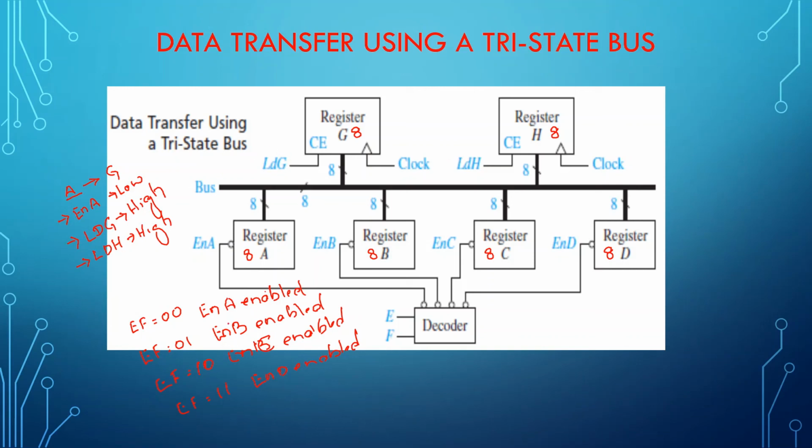For example, let us say that EF is 1 1, okay? When EF is 1 1, register D data is ready to move. But to where is it ready to move? Let us say that you have made LDH equal to high. During that time, the data from register D will move to register H. So this also can be done.